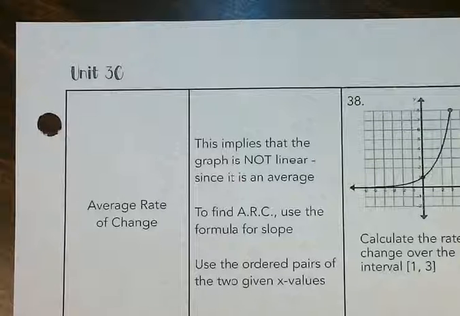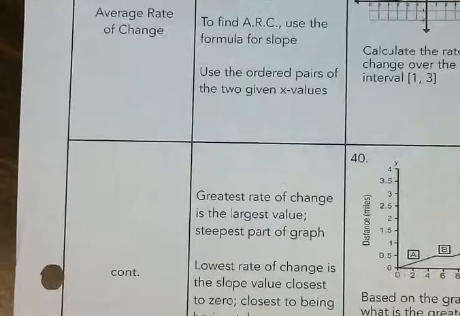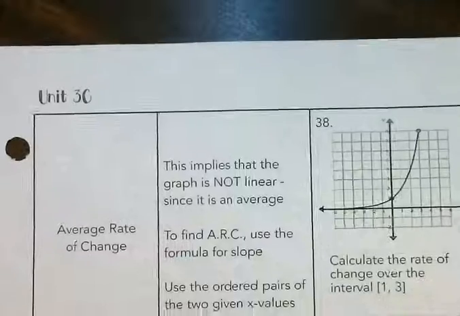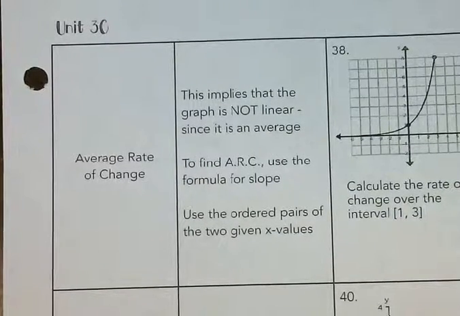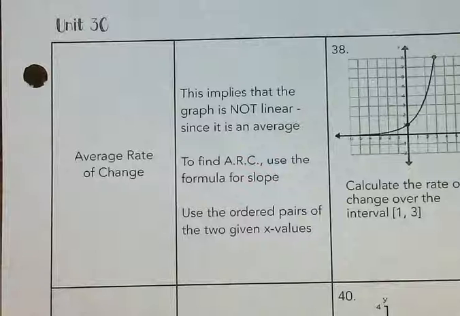Our last sheet, finally, 3C. We only have 2 sections on this one, so I'm going to try and do this video just in one shot. So we're looking at average rate of change, and average rate of change basically is slope, but since it's an average rate of change, it's not linear, because linear has a consistent rate of change, so we wouldn't need to take an average. So average rate of change implies that our graph isn't linear.